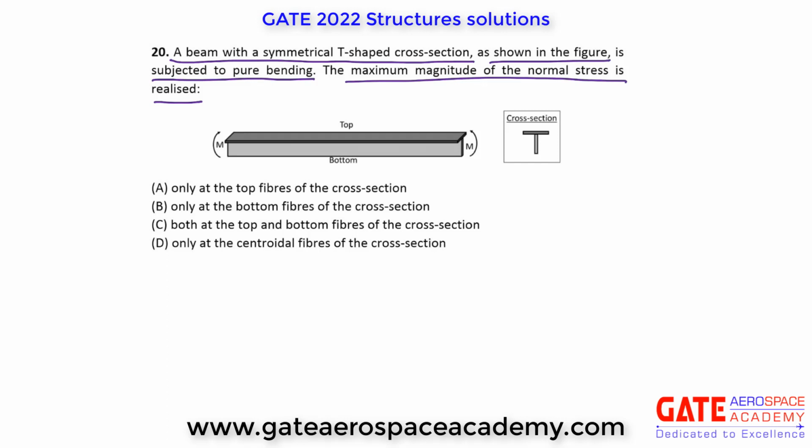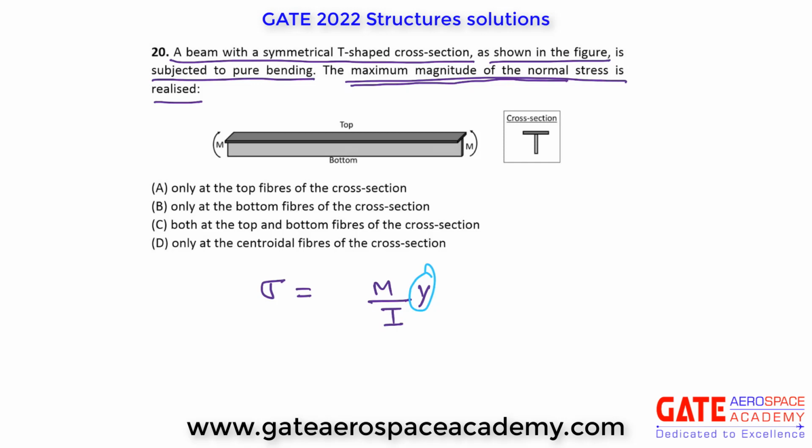Right, so bending stress formula, we know that sigma is equal to plus minus M by I into y. So as of now we will forget the sign because they are asking magnitude here, maximum magnitude of normal stress. In this formula, this y is the distance from centroid, right? Larger is the distance from the centroid, more will be the bending stress, correct?